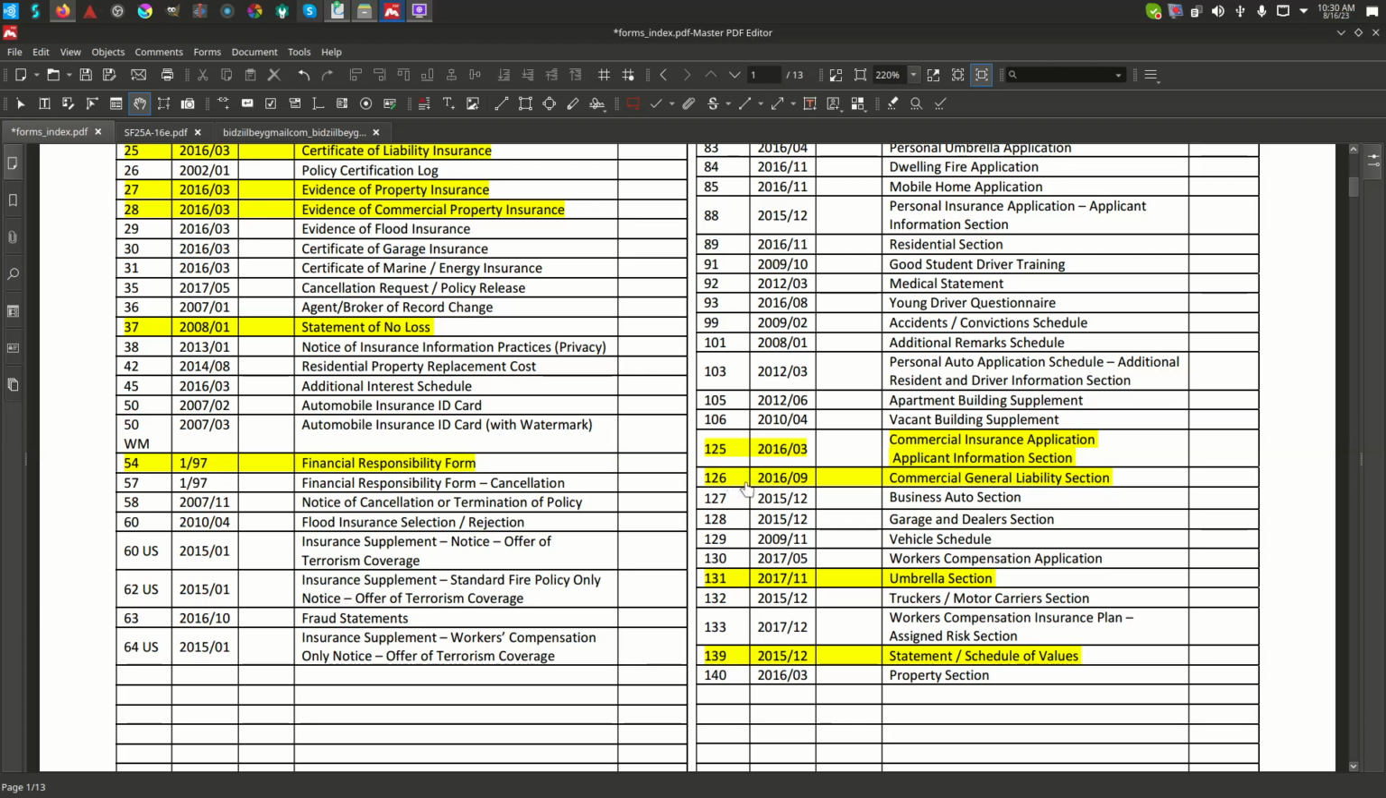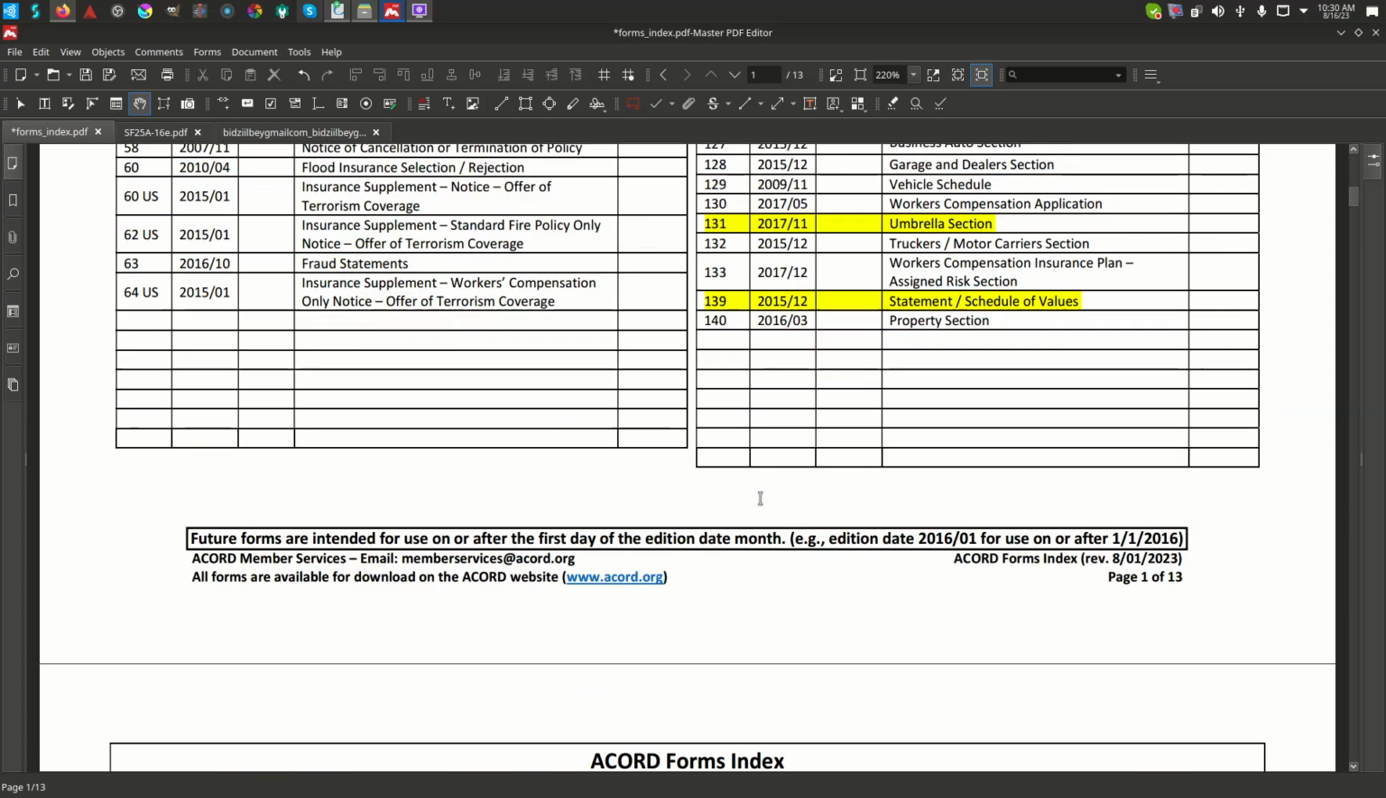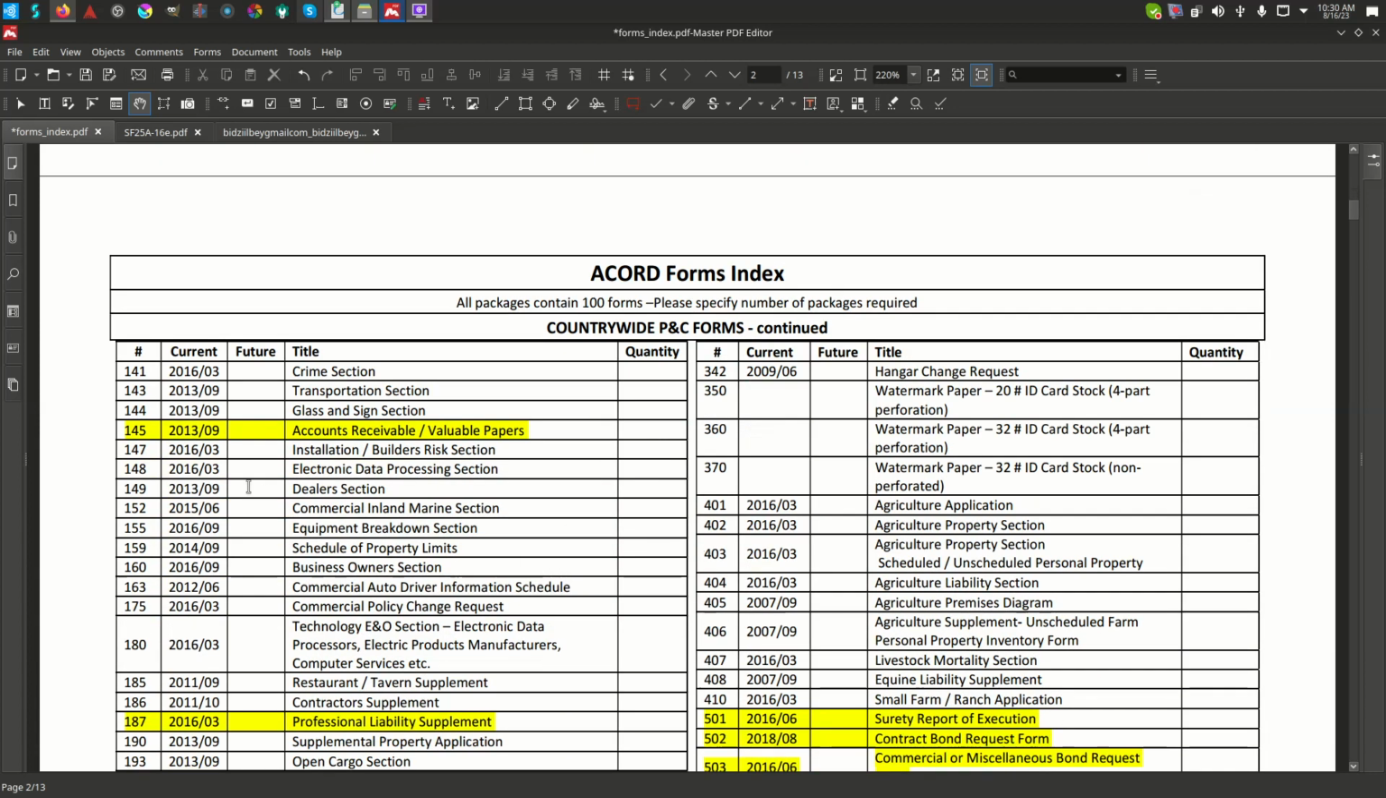And again, these are all the forms that are actually tied to our underwriting software. So these forms will populate based upon the request and things that you're doing in arbitration, just to show you where they all come from so you don't get lost in the sauce. Now, you also have what they call accounts receivable for valuable papers. This is where all of your bonds, trust certificates, things of that sort, that's how they're covered.